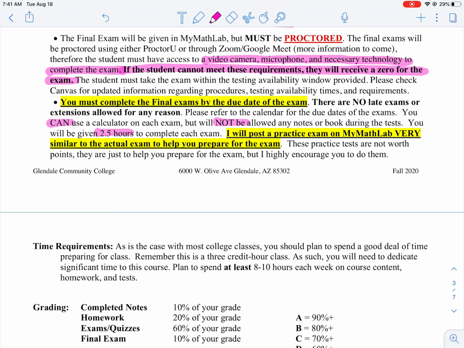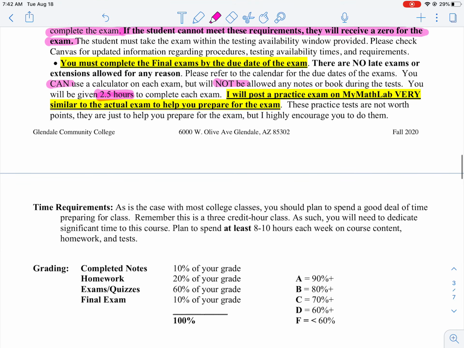And then we'll talk about more details here in a little bit. I haven't quite decided and finalized the exam yet, but I have here 2.5 hours. If we need more time than that, after I finalize making the exam, I might change that, but for right now, 2.5 hours should be sufficient for you to finish the final. I will be posting a practice exam in Mymathlab that is very similar to the actual exam to help you prepare. So please make sure that you do that review as many times as you need to on your final exam so that you're ready for that. Okay?